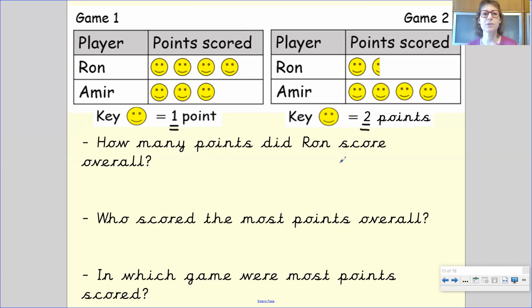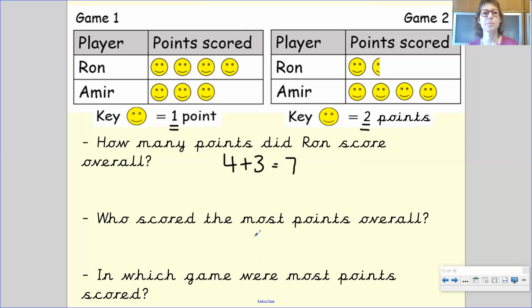How many points did Ron score overall? So see if you can work that out. Pause the video if you need more time. Add up his scores from both games. We'll have a look together. So here he scored 1, 2, 3, 4. And here we're counting in 2, so he scored 2, 3. So altogether he scored 7.